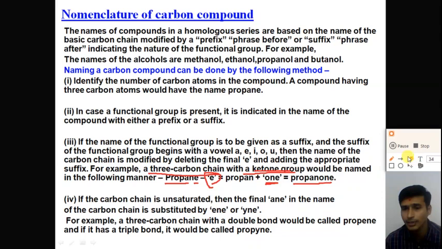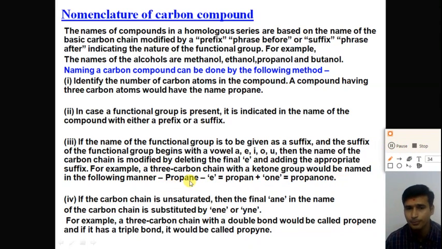So the name of the carbon compound with the 3 carbon chain with the ketone group is propanone. A 3 carbon chain means propane, and the suffix of the ketone group is "one". So here we delete the E and add the suffix, so propane becomes propanone. So understand how the name of the carbon compound is formed, right?